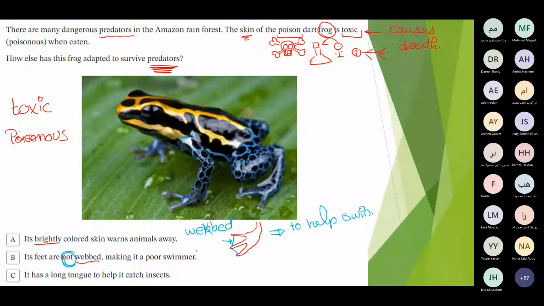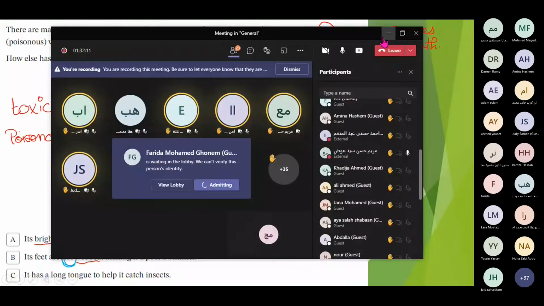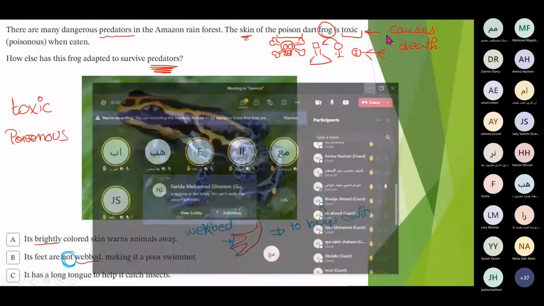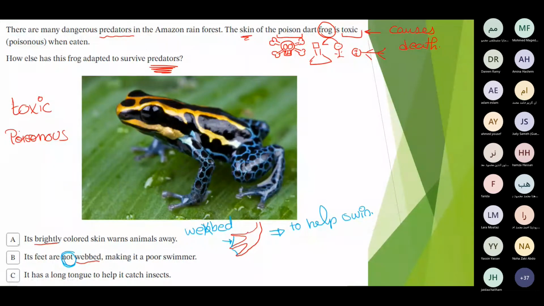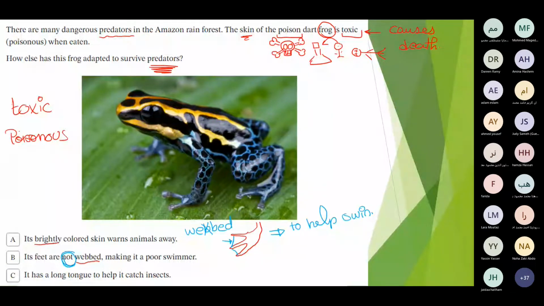Let's read the next one. It has a long tongue to help it catch insects. Do you know the tongue? What is the tongue? Yes, the tongue is inside the mouth. Yes, I know it. Okay, nice. Excellent, Maryam, you are very smart. Good job. Bravo.